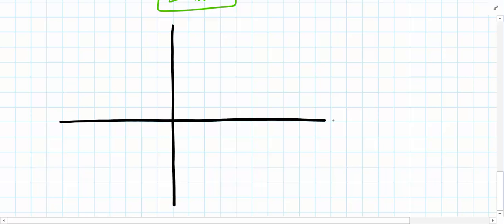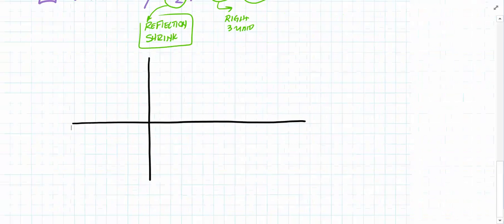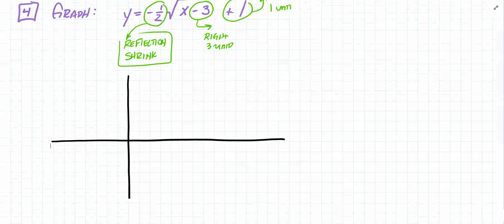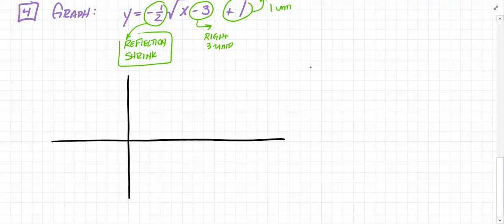There's lots of room. I'll just shrink it down so we can see it all. Okay, lots of room here. Now, when you do this problem, make sure that you're giving yourself a legend here. Let's do square root of x first. So the three anchor points that we've got are (0, 0), (1, 1), and (4, 2).